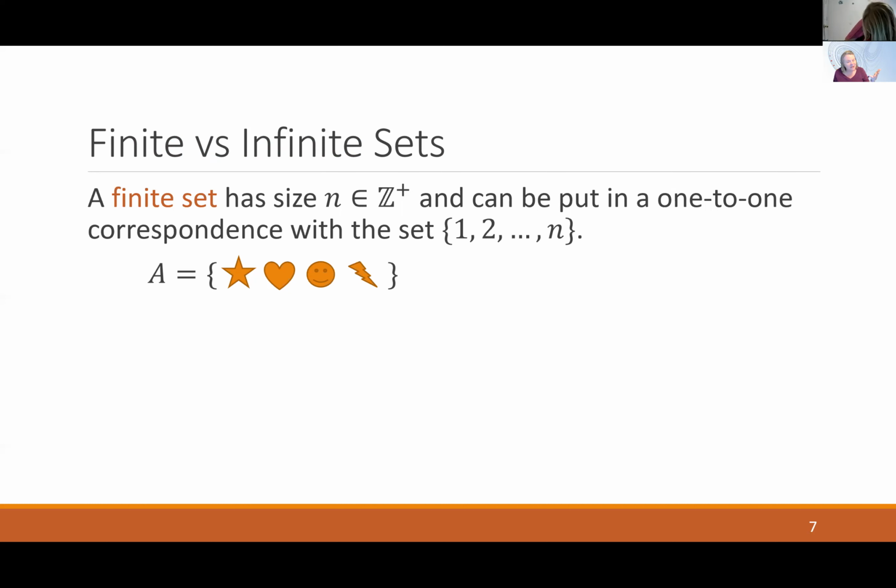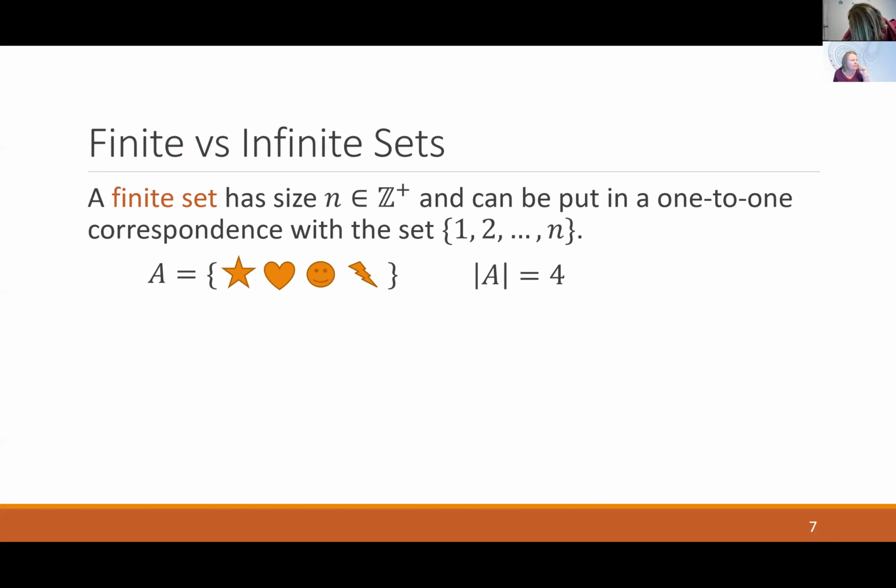Now, this is a rather small set. We can look at it and say, well, the size of that set is 4 because I can see that there are 4 objects in there. So I would agree, yes, the size of that set is 4. But what we want to do is focus on this idea that it can be put in a one-to-one correspondence with the set of integers.